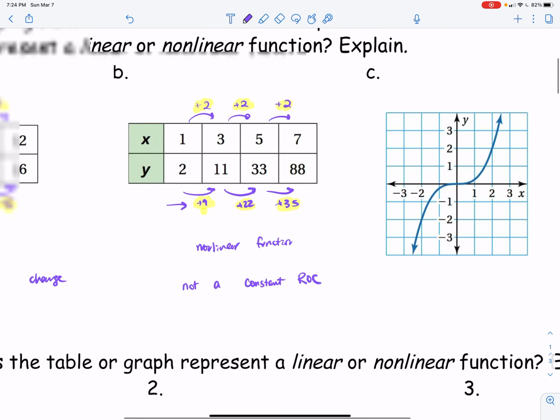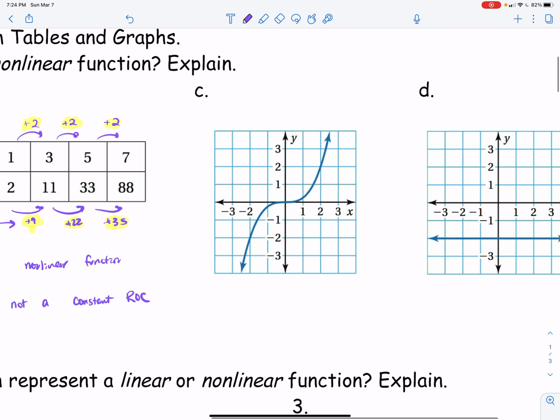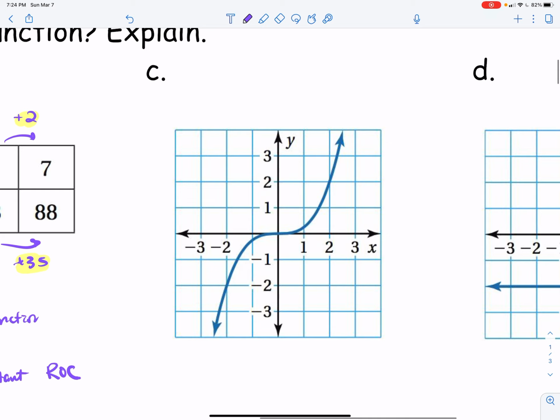Okay. All right. Letter C. Is this a linear or non-linear function? Well, is this a straight line? That's all you have to ask yourself. If it's not a straight line, it's a non-linear function. Notice how this is not a straight line. So this is a nonlinear function, because it's not a straight line.